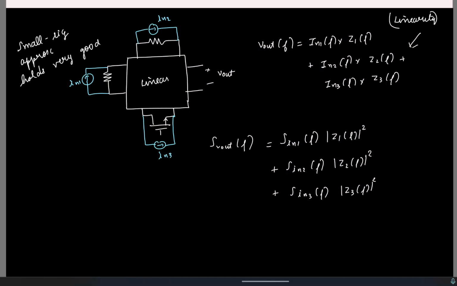And in general, if you have n noise sources, you can do it. You take the kth noise source, find its power spectral density, find what is the transfer function from that noise source to the output, say that is some hk of f, and then you do it for all the noise sources starting from 1 to how many noise sources you have.